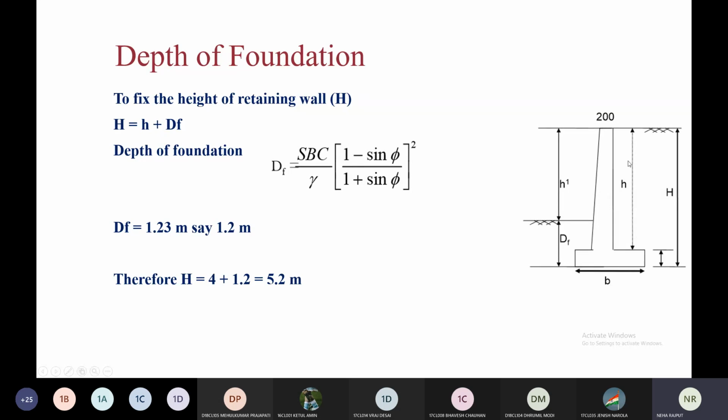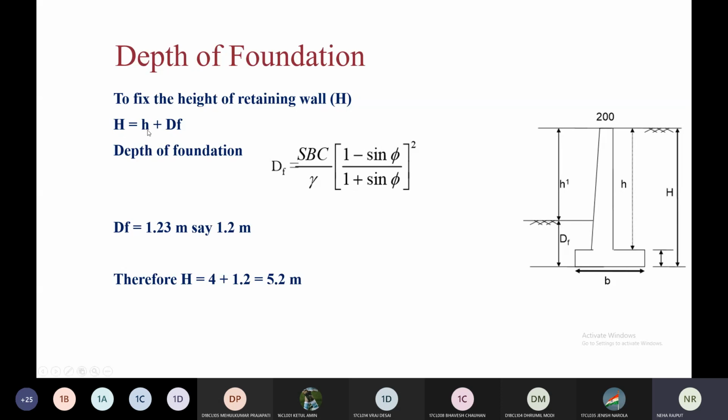So small h is the height of the stem, right? So capital H is the total height of the retaining wall, because 4 meter is the retained earth height, but your retaining wall must be more than 4 meter, because the wall will go into the footing also.